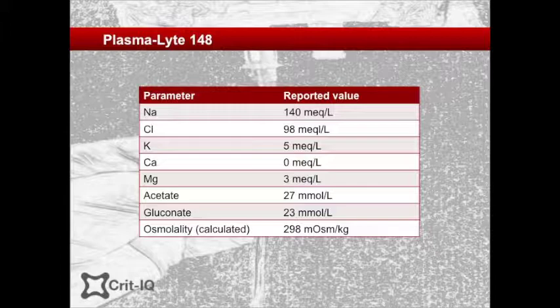Plasma-Lyte 148 has an SID of 50, significantly higher than the 24 calculated for the ideal resuscitation fluid, and thus has an alkalinising effect on the blood. Severe liver dysfunction may reduce clearance of gluconate and acetate, leading to potential toxic effects.